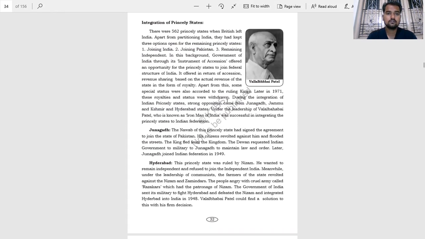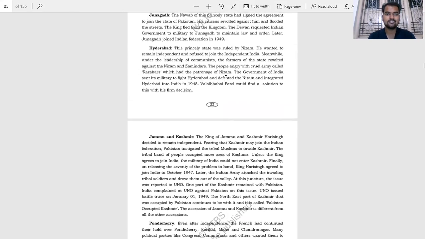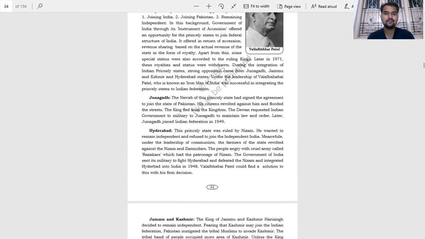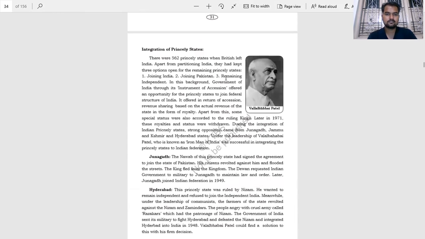So Sardar Vallabhbhai Patel, as he was leading the home ministry, I will tell you how he took the actions and how he made these princely states merge with the Indian state, that is the Indian country.